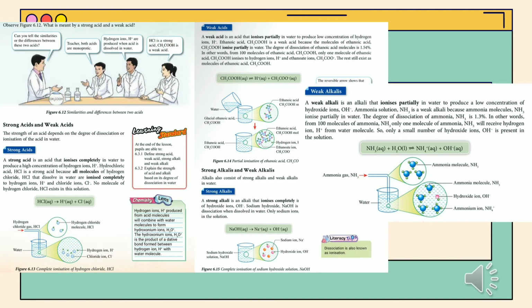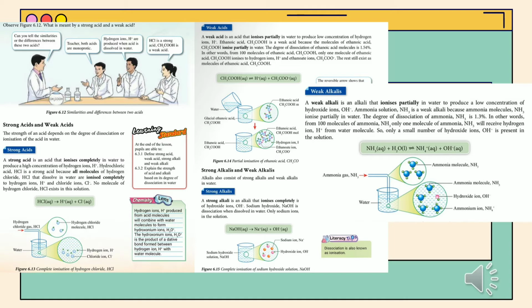Subtopic 6.3 is about the strength of acids and alkalis. With the name alone, we know that students will learn about the strength of the acid and the alkali. A strong acid is an acid that ionizes completely in water to produce a high concentration of hydrogen ions, H+, while a weak acid is an acid that ionizes partially in water to produce a low concentration of hydrogen ions, H+.